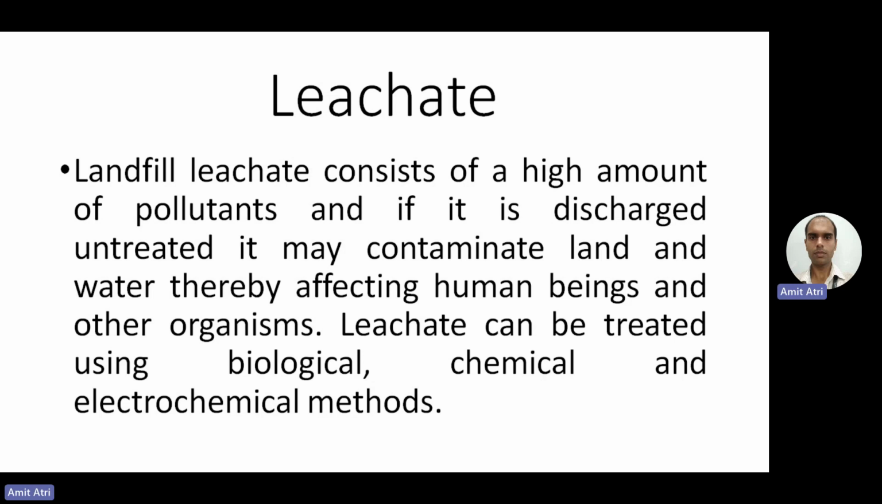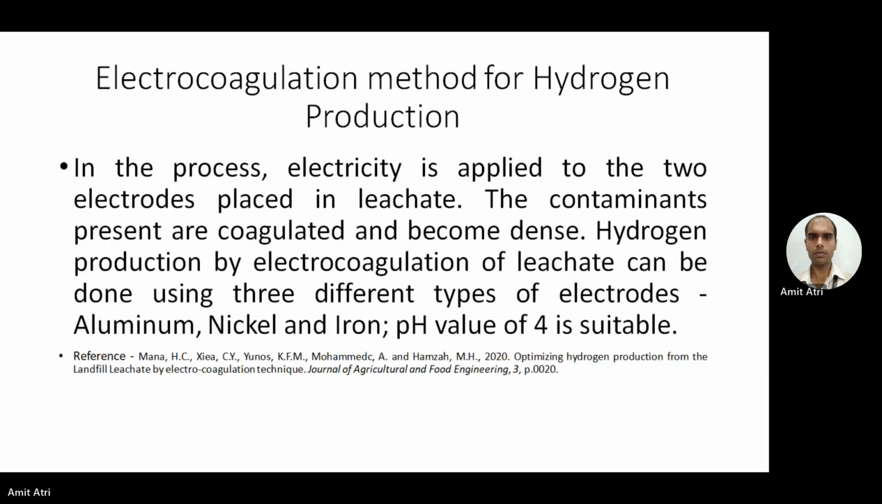So the first method is using the technique of electrocoagulation, and we are producing hydrogen. Hydrogen is a fuel used for a number of devices. It can be used in a hydrogen engine, in fuel cells, and in industrial applications as well. So how is it produced using leachate? One of the methods is the technique of electrocoagulation.